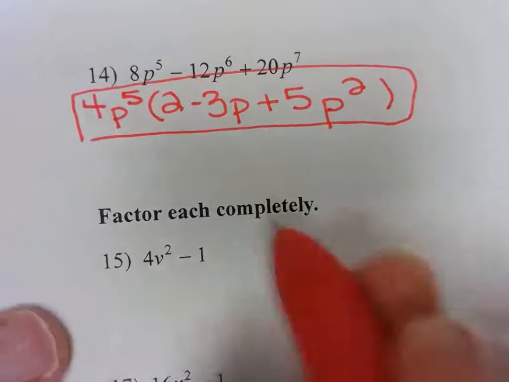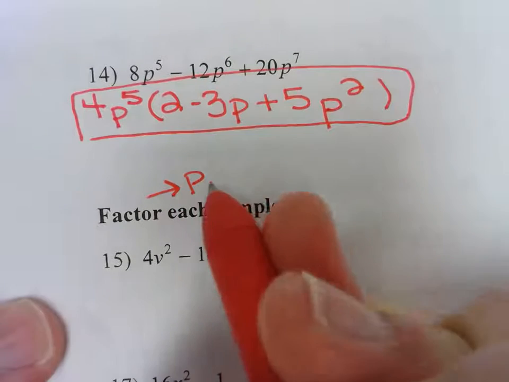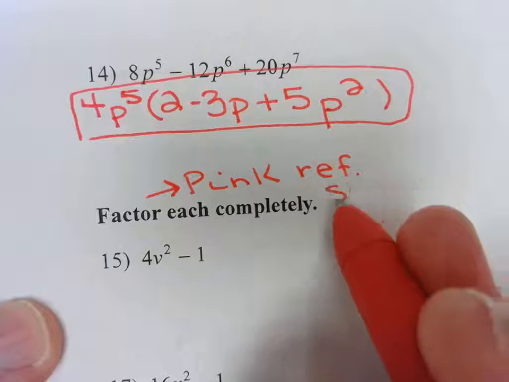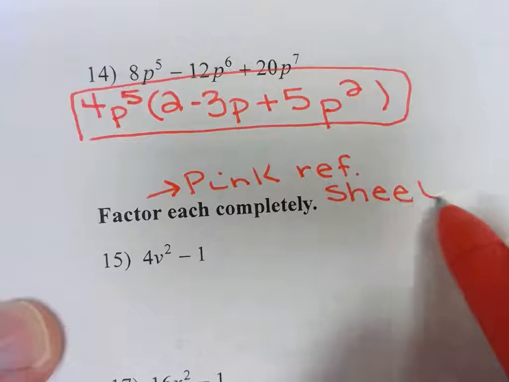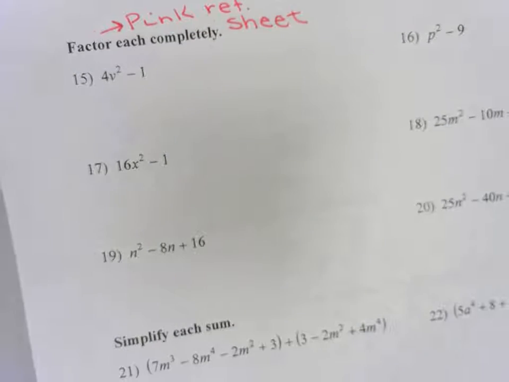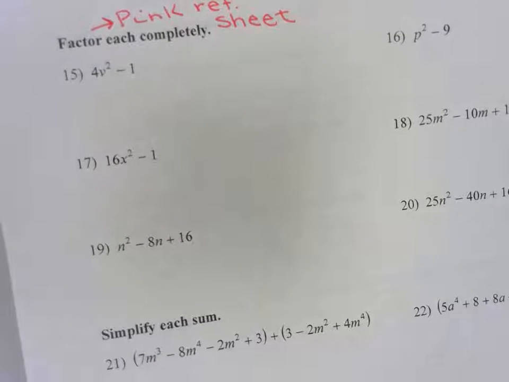Okay, factor each completely. Your reference sheet is going to be helpful for this. If you do not have it out, get it out. We spent over about a month factoring. This is stuff you need to know how to do. So if you have your reference sheet, you need to get it out.